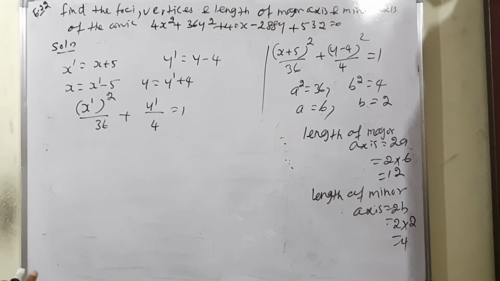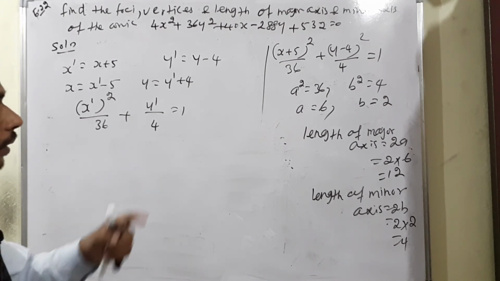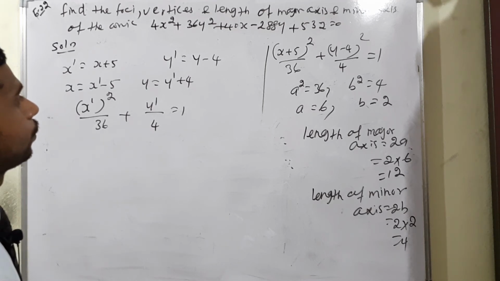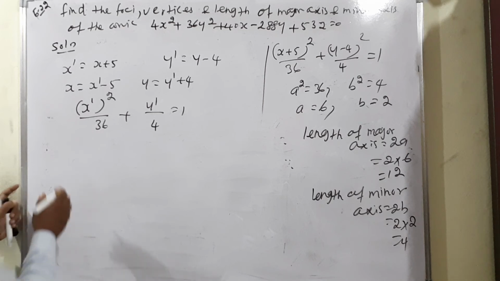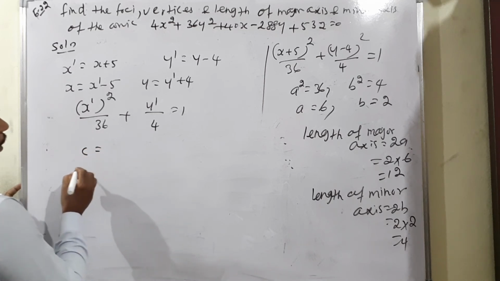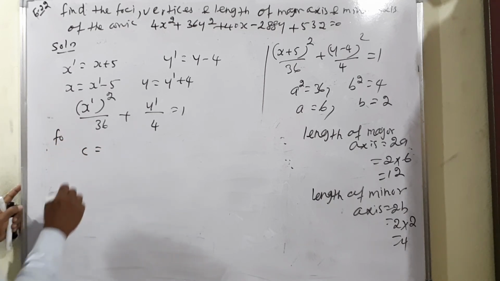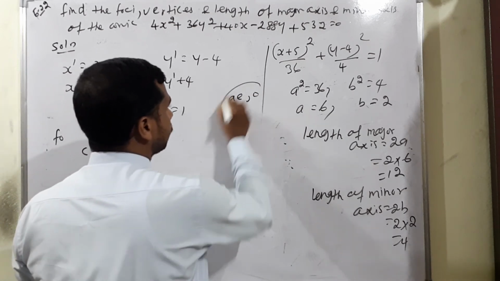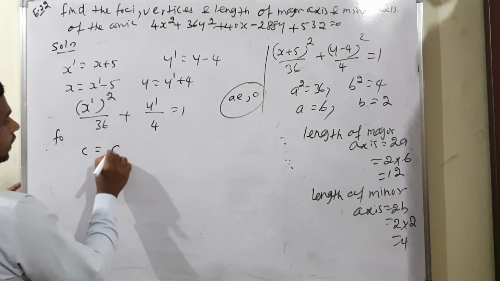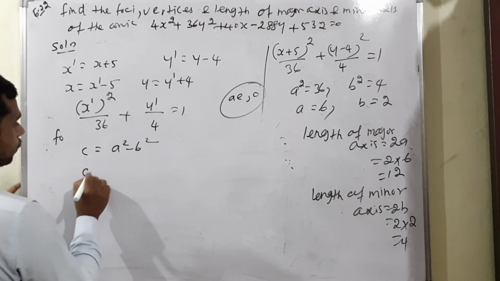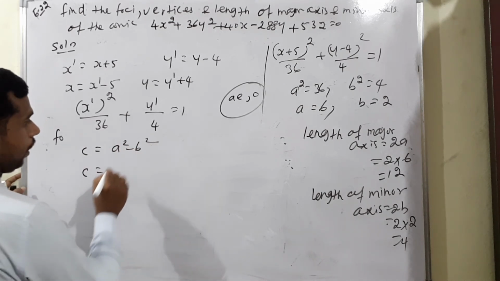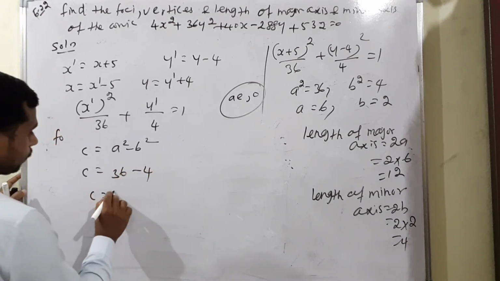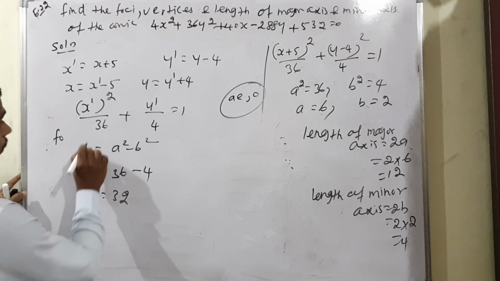So, now what do we have to do? a is equal to 6 and b is equal to 2. First, we have to find out ae also. The condition for foci is ae comma 0. So consider c: c squared is equal to a squared minus b squared. Therefore, c squared is equal to, a squared means 36, minus b squared means 4, so c squared is equal to 32.